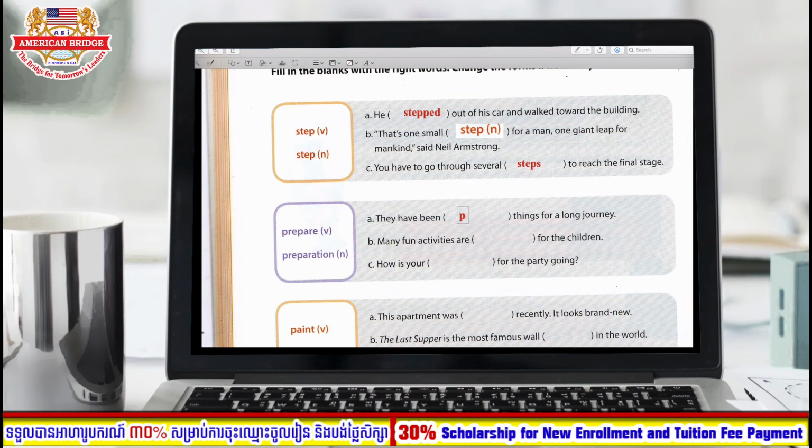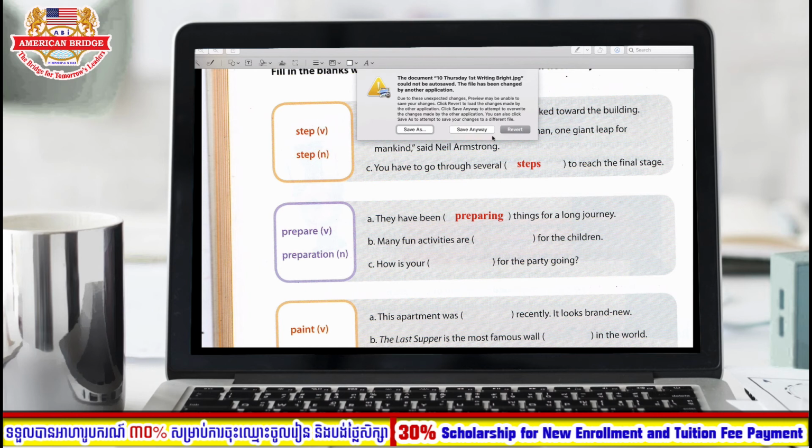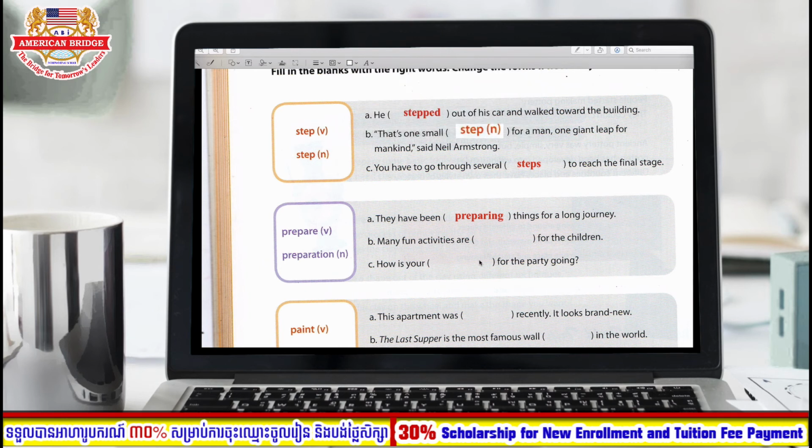So here, preparing for a long journey. Letter B, many fun activities are blank, which means it's supposed to be a verb, because a fun activity cannot prepare by itself. It is not a person, it is just an activity. So you need somebody to prepare those fun activities. So this one is supposed to be in the passive form, right? So for the correct passive form, you need to use the word in past participle, ed, okay?